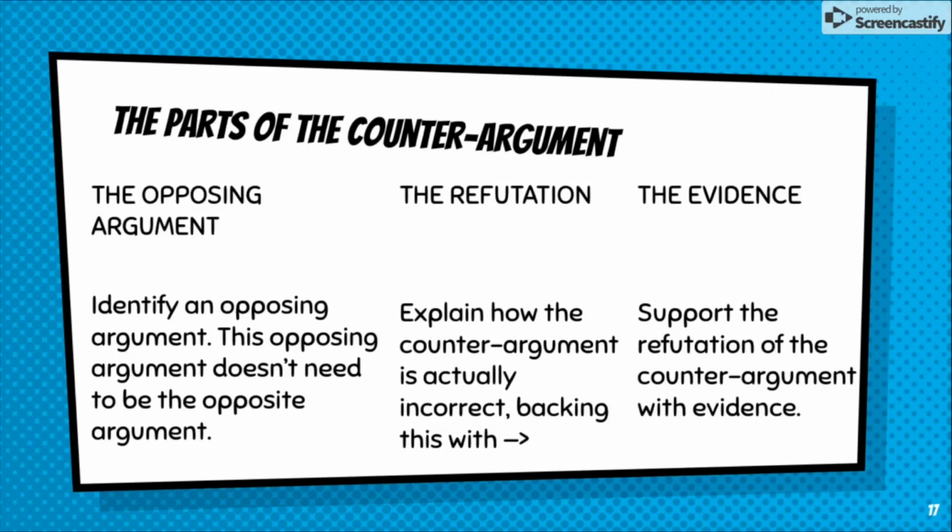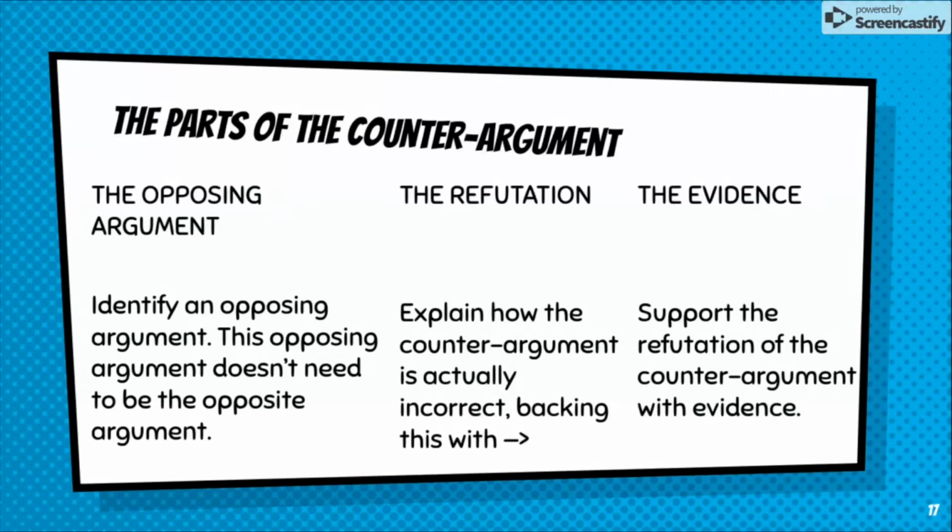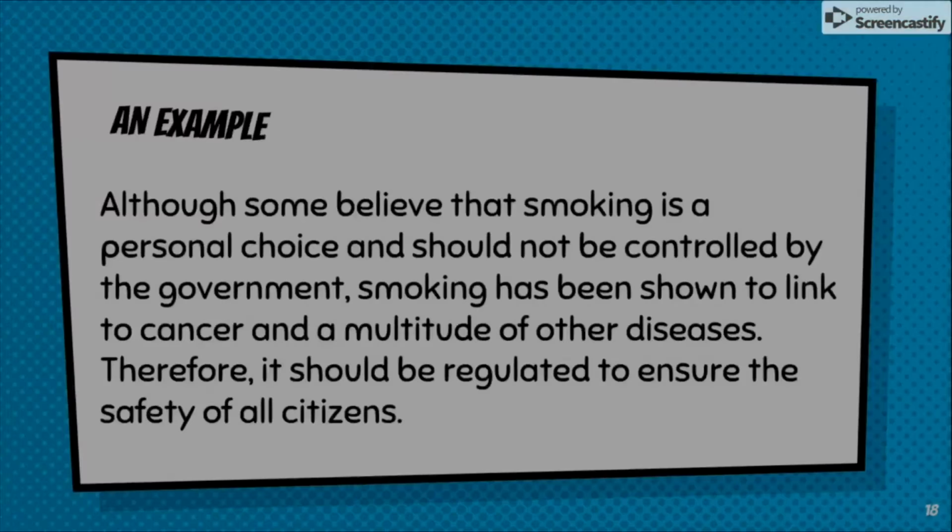The parts of the counter-argument. The opposing argument. You must identify an opposing argument. It doesn't necessarily need to be the opposite argument. The refutation. Explain how the counter-argument is actually incorrect, backing this with the evidence, which is support of the refutation of the counter-argument with evidence.